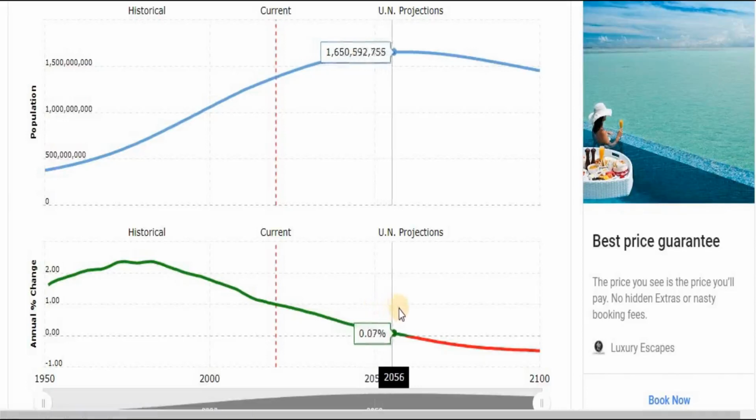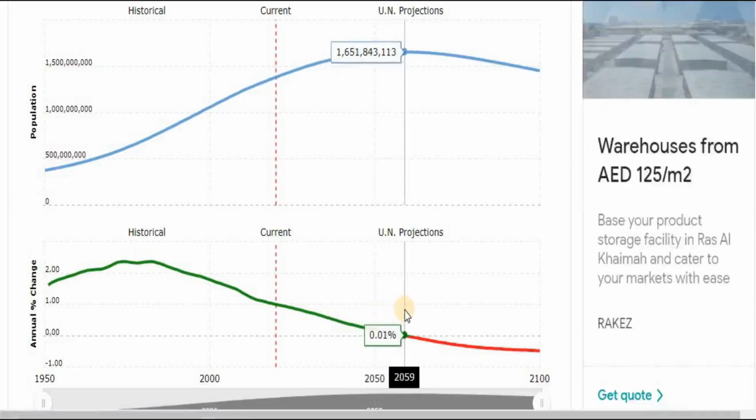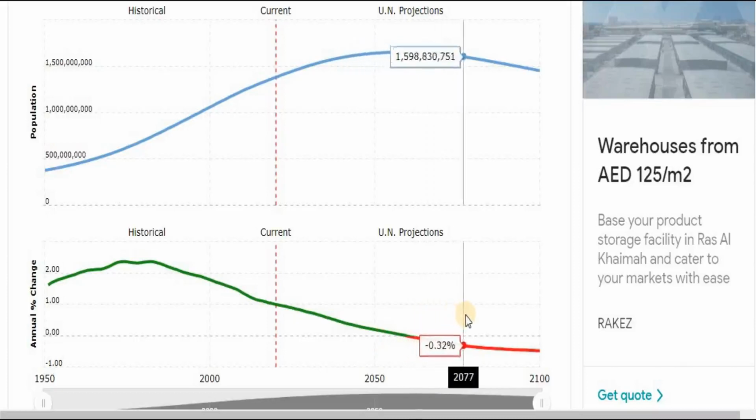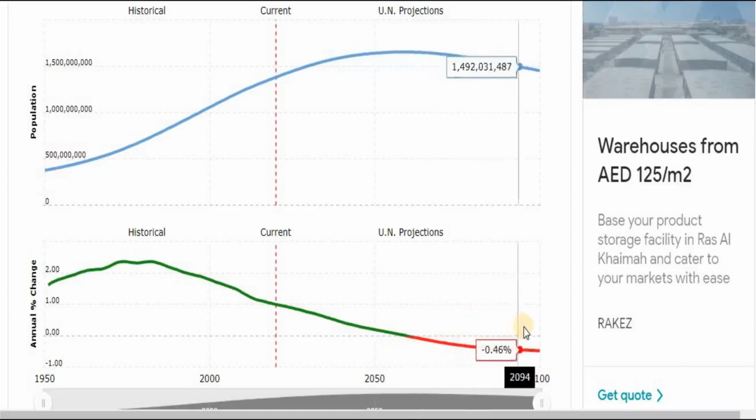Then, look at this, the first time in 2059, or 2060. In 2059, the time may come when our population will be 165 crore. But the growth rate will be only 0.01%. And after that, the population of India will keep on decreasing. See, the growth rate will be negative. Right? It's a negative growth rate. But the population of India will now come down. See, in 2100, the population of India will come back to 145 crore.